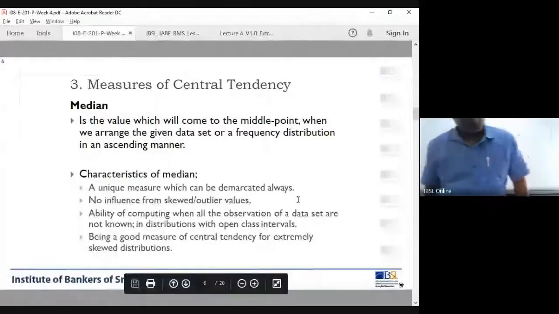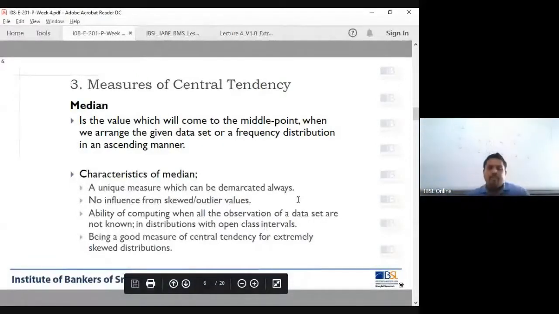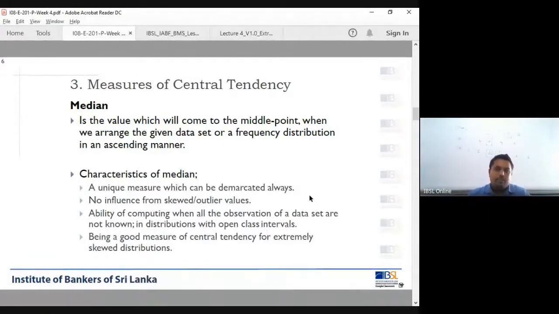So you have 3 data points towards this side, 3 data points towards that side. So you might not really find a number in between, but you have to take the middle point of the two data points. Having said that, the third point is similar to what we discussed under the mode. When we have open class intervals, still we could calculate a median.